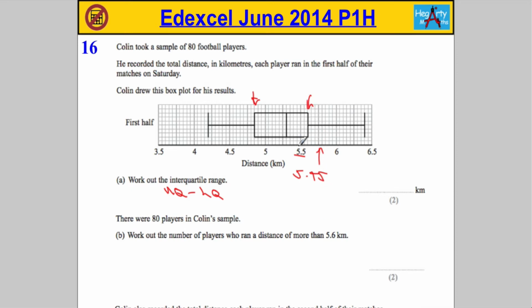So if that's 5.5 here, and this is 2 of these skinny lines above it, it's going to have to be 5.6. So this line here in our box and whisker is 5.6. And then working backwards, in fact, I'm going to go from here. This is 4.75, 4.8, 4.85.